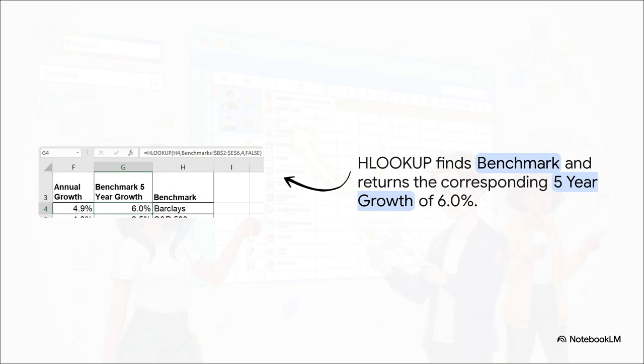The formula is on the hunt for the word benchmark across the top row of the benchmarks table. The moment it finds it, it goes down to the 4th row in that table and pulls out the value, 6.0%. Simple, effective, and really powerful.